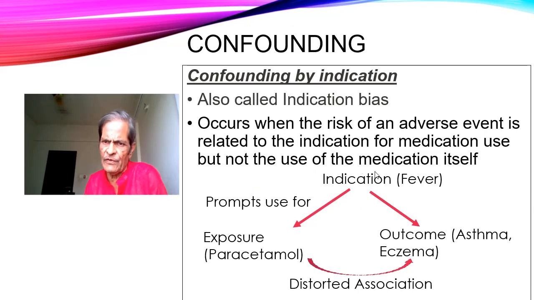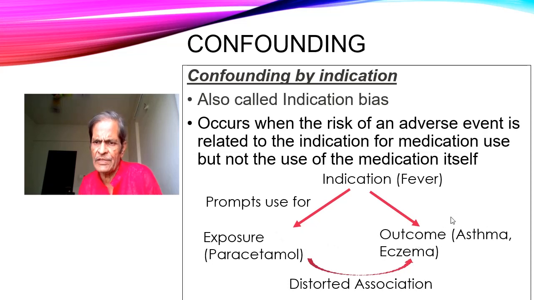For example, the indication is fever over here. This indication, that is fever, has prompted the use of paracetamol, and now here the paracetamol is considered as an exposure factor for the outcome, that is asthma and eczema. So the drug paracetamol was given for this indication, that is fever. What prompted the use of paracetamol? It was the fever that has prompted the use of paracetamol.